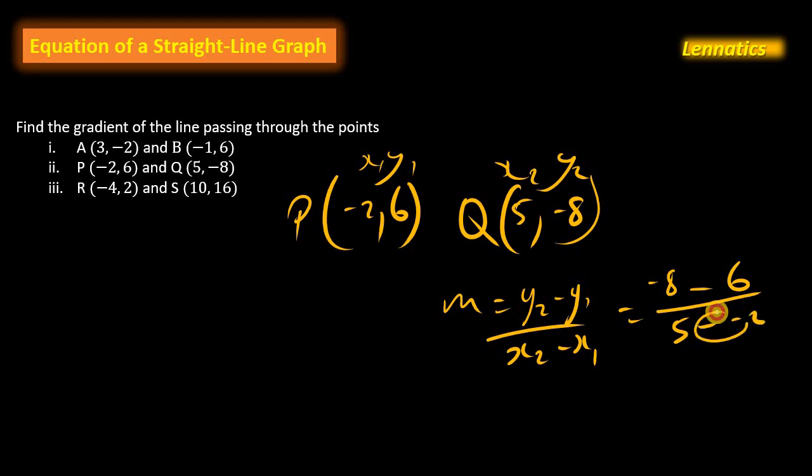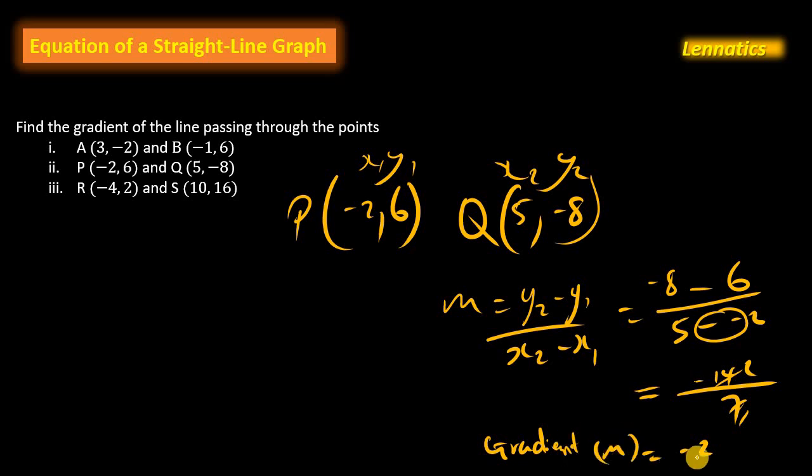Let me subtract a negative, we get positive, so that's going to be 5 plus 2, which is 7. And negative 8 minus 6, that's negative 14. Of course, we have to understand that 7 can actually enter 14 twice, and so that's negative 2. So gradient, which we use m to represent, is actually negative 2.